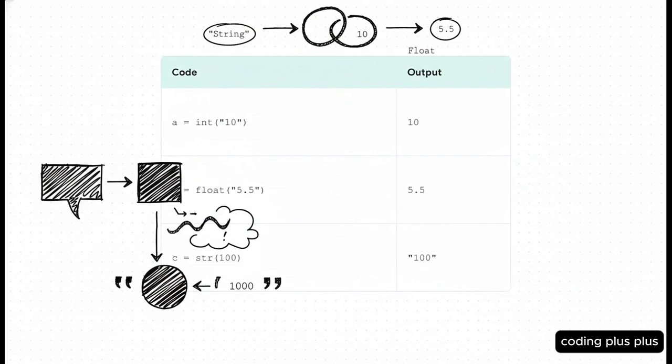The second amazing tool is typecasting. This is basically your power to change a Lego brick from one shape to another. In the code, we're taking the text 10 and using int to turn it into the actual number 10. We can do the same with float for decimals. And we can go the other way too, taking the number 100 and turning it into the string 100 with str. This is something you'll do all the time.